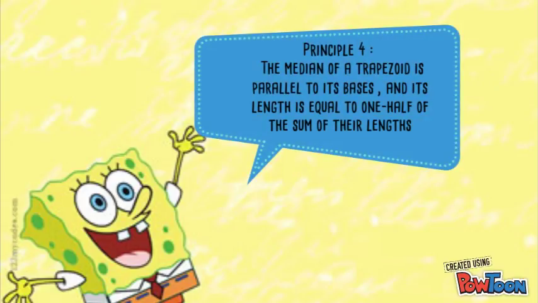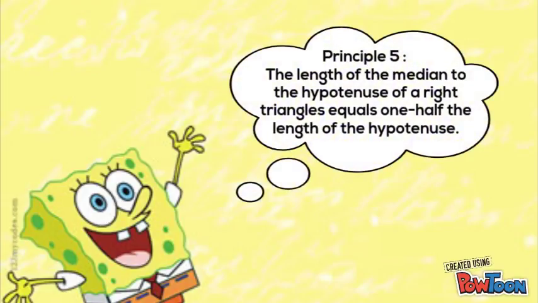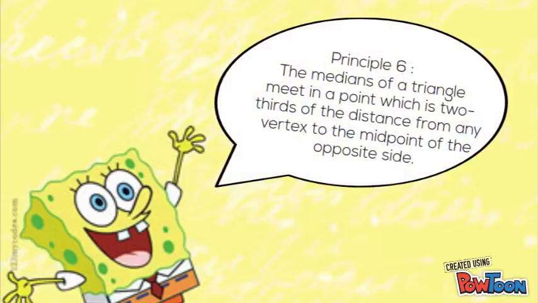Principle 4. The median of a trapezoid is parallel to its bases, and its length is equal to 1/2 of the sum of their lengths. Principle 5. The length of the median to the hypotenuse of a right triangle equals 1/2 the length of the hypotenuse. Principle 6. The medians of a triangle meet in a point which is 2/3 of the distance from any vertex to the midpoint of the opposite side.